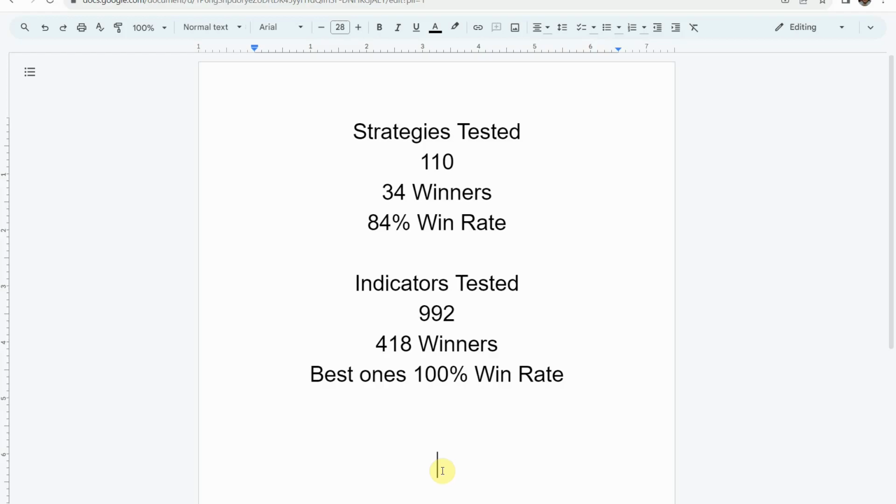We've also tested a total of 992 indicators, with 418 of them being winners. Now, keep in mind that we test most of these indicators and strategies on the Forex and crypto market, but they can be applied to just about any market and time frame universally.